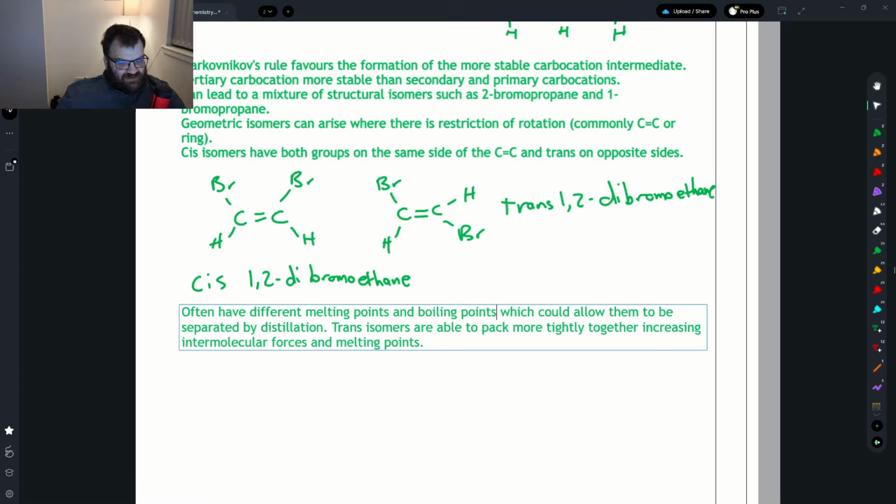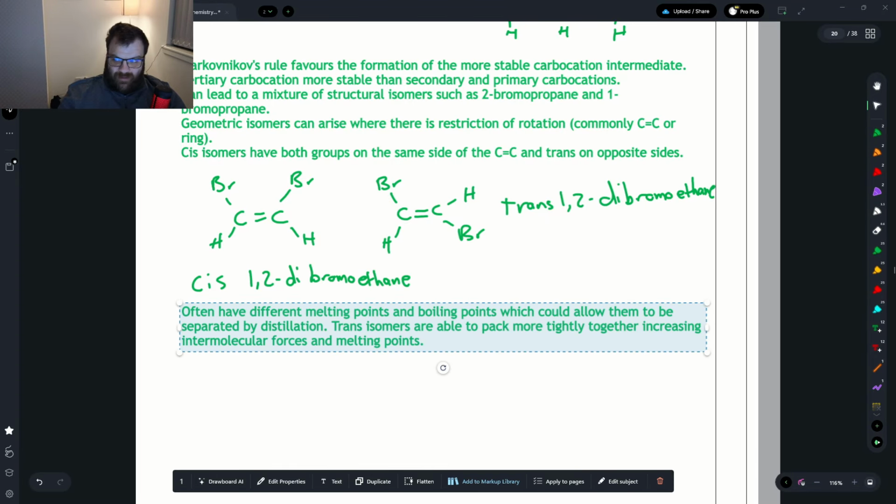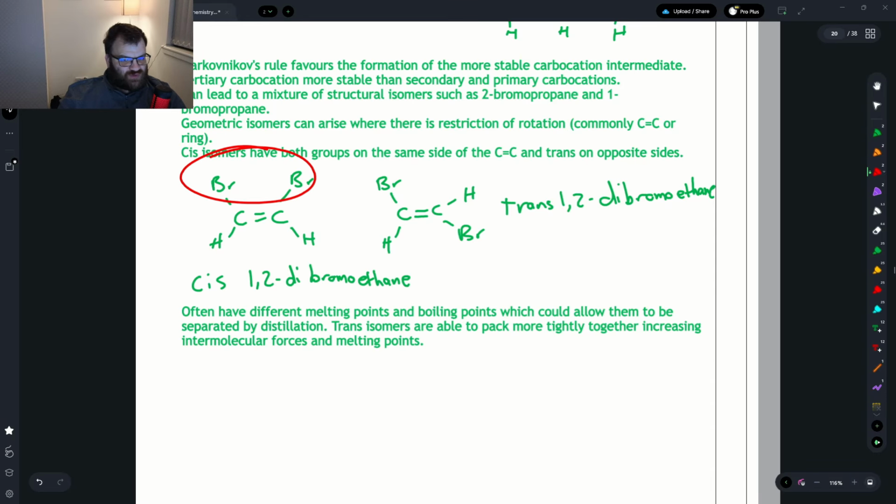So they're likely to have different melting points and boiling points, which means you could separate them by distillation. I think I'm right in saying that trans ones tend to be able to pack more tightly together, because this is quite bulky up here to stop them from getting so close together. Whereas here we're separating out the bulk so they can fit more tightly together, increasing the intermolecular forces.